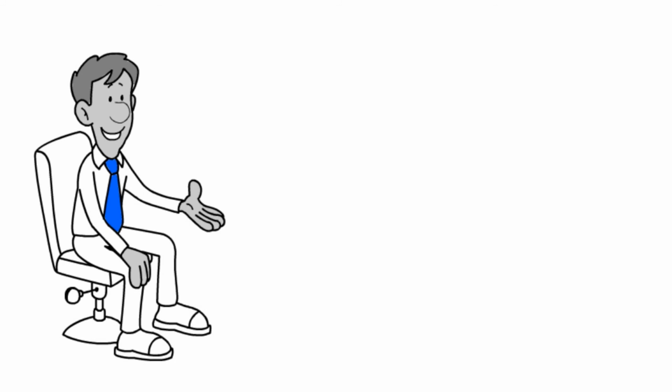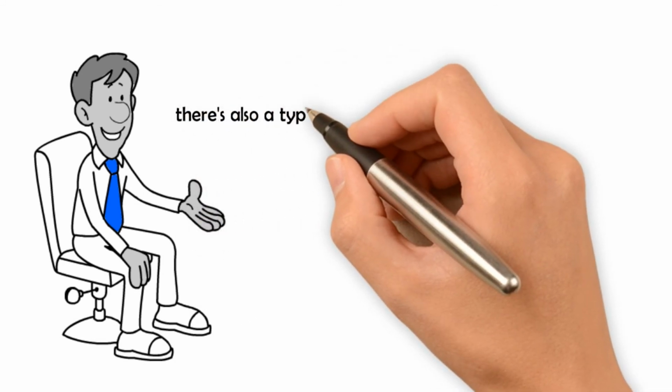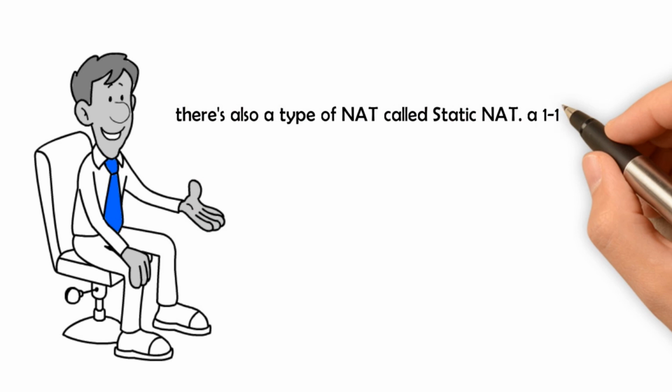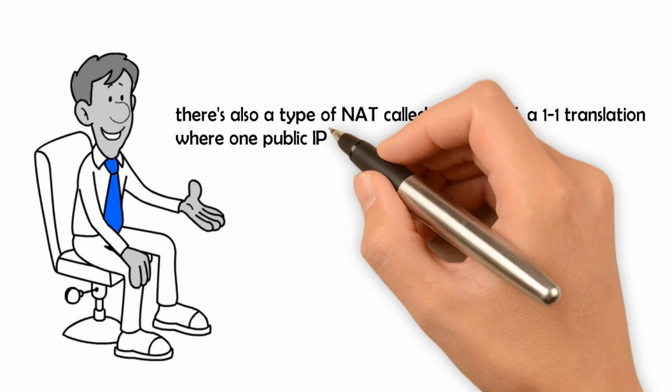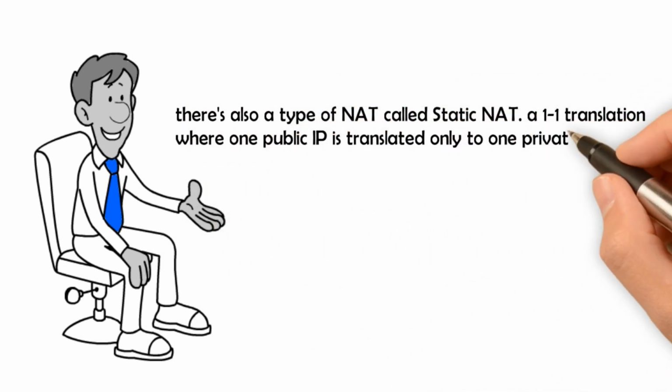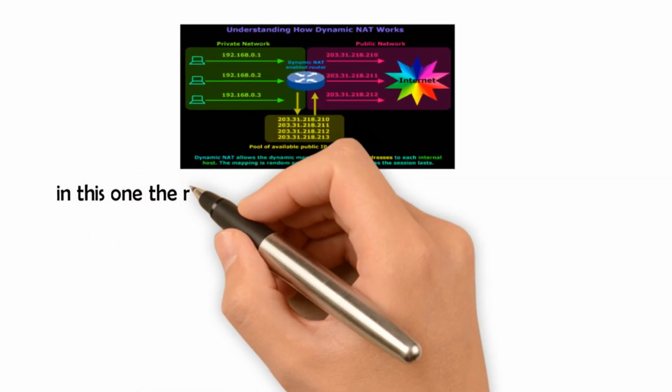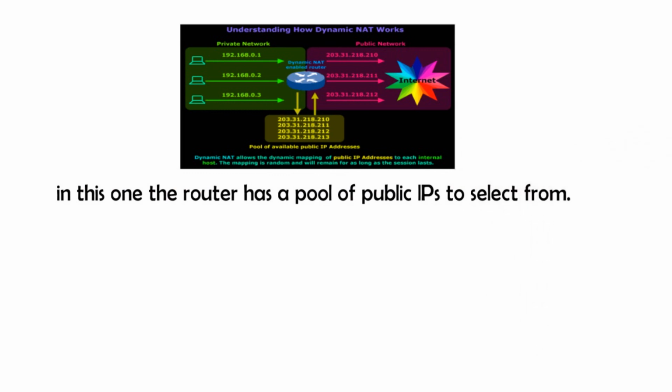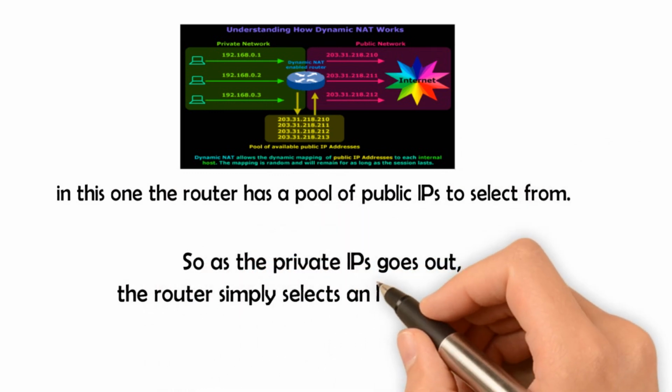Let's see what else. Oh, there's also a type of NAT called static NAT. A one-to-one translation where one public IP is translated only to one private IP. Then there's dynamic NAT. In this one, the router has a pool of public IPs to select from. So as the private IP goes out, the router simply selects a public IP from the pool.